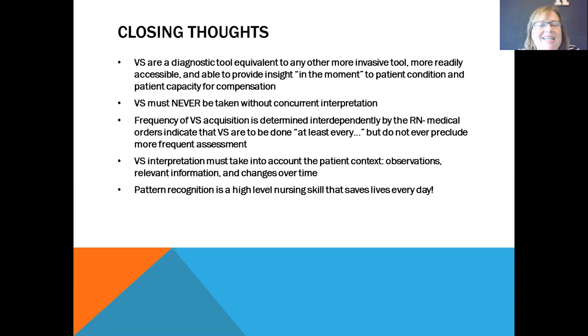Vital sign interpretation has to take into account patient context, our own observation of the patient, our interpretation of the relevant information, and watching for changes over time. And pattern recognition, an important skill that nurses build over a career, is a high-level skill, and it saves lives every single day. You will be involved in saving lives through this observation and through the analysis that you do.